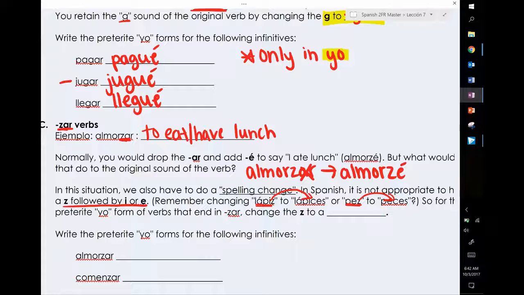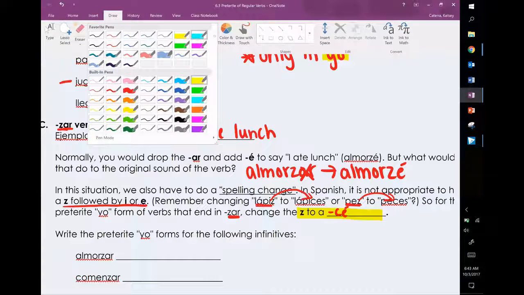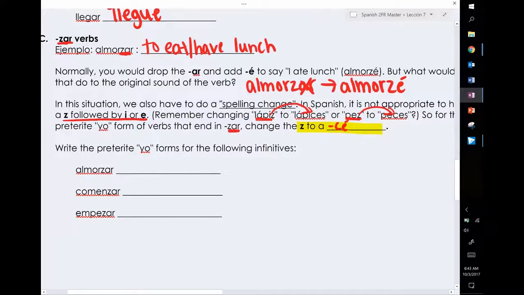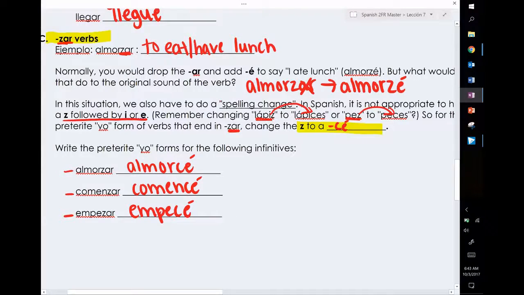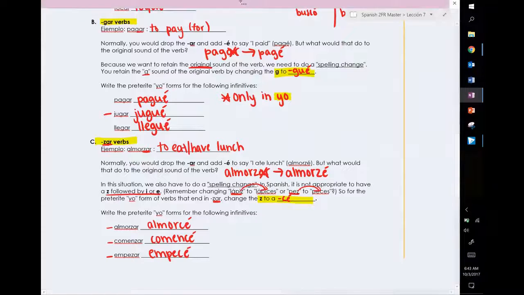So for the preterite yo form, we have to change verbs that end in zar. The Z changes to a C-E. Zar goes to cé. So if we have almorzar, again, it would be almorcé, comencé, empecé. Okay, so that takes care of our zar verbs. And those zar verbs, again, only happen in the yo form. Only in yo.